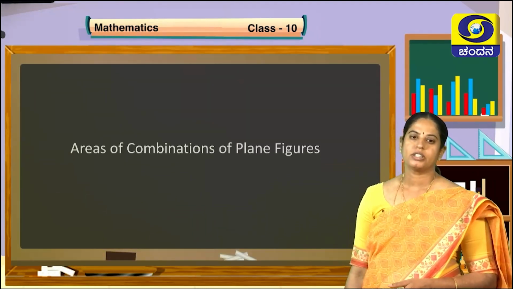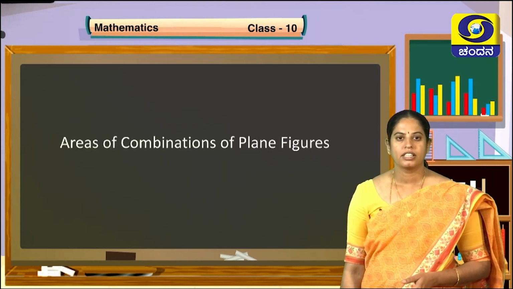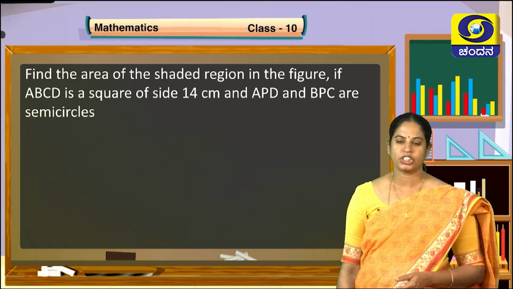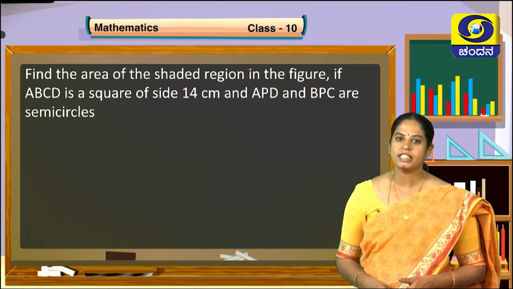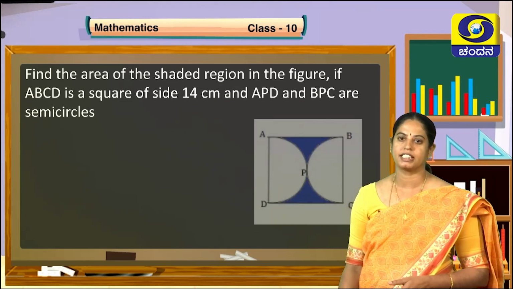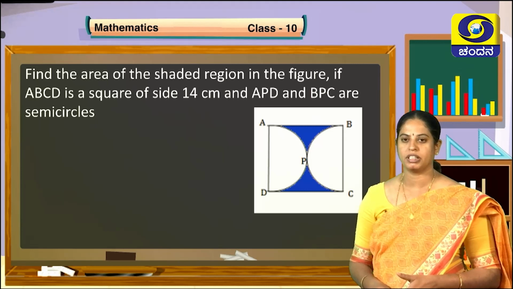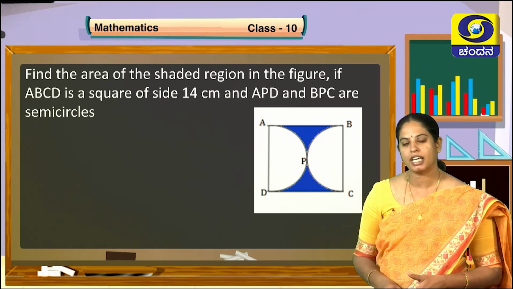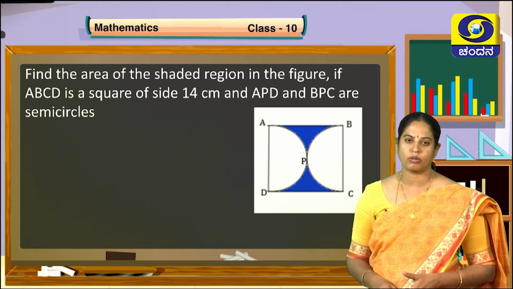Okay. So, areas of combinations of plane figures. So, in this session, the first problem we are going to solve is find the area of the shaded region in the figure. The figure is like this. If ABCD is a square of side 14 centimeter and APD and BPC are semicircles. Children, along with me, you too read the problem.